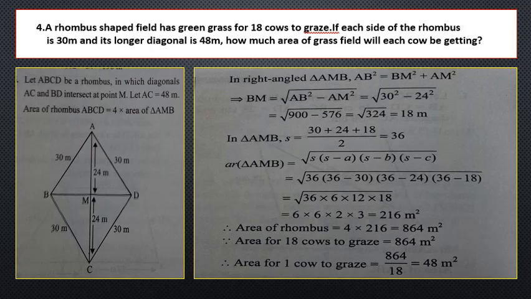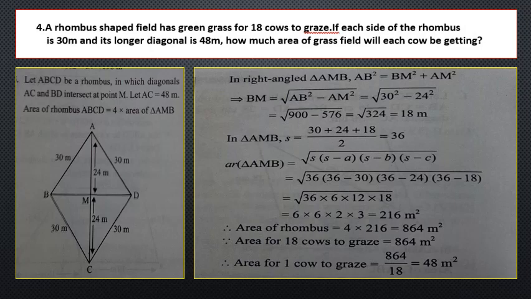Let ABCD be the rhombus in which the diagonals AC and BD intersect at the point M. Here the diagonal AC is equal to 48 meters. We know that the diagonals of a rhombus bisect each other at right angle. So here AC is 48 meter, therefore AM and MC are equal to 24 meters.